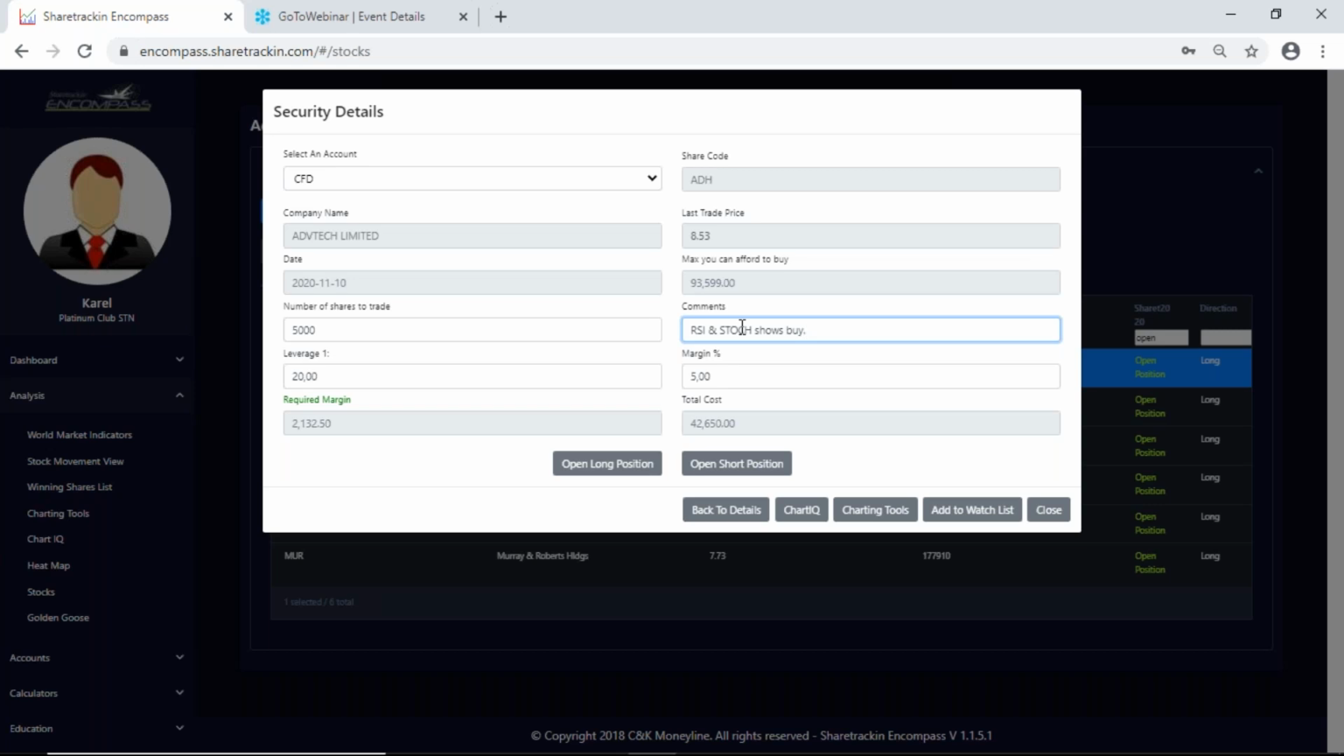So that could be a reason. Now you're going to insert your leverage. Depending on where you opened your live account, if you did it with IG, I'd recommend going with a 1:10 ratio.